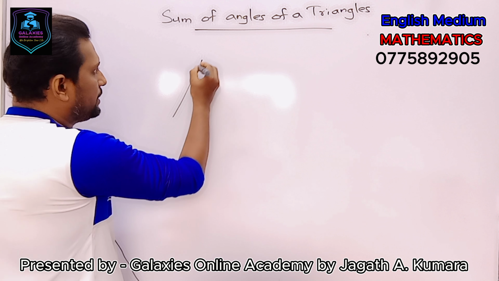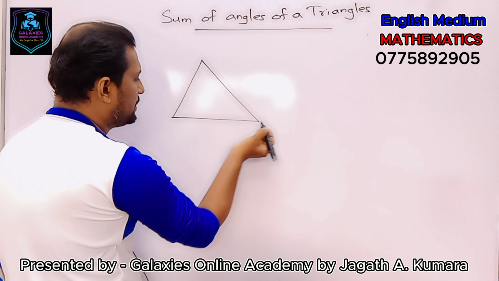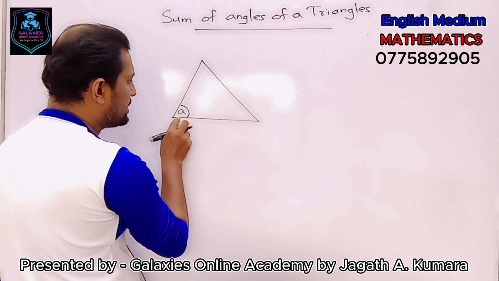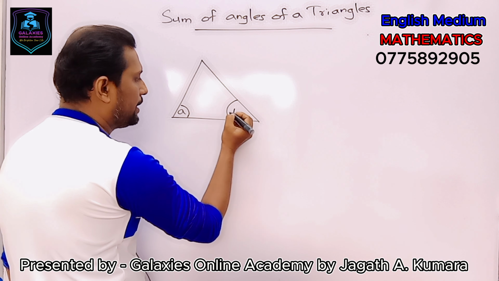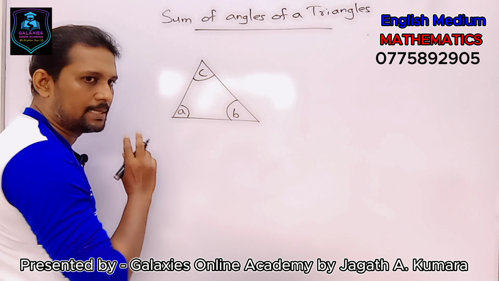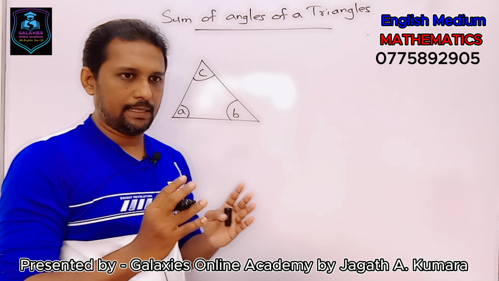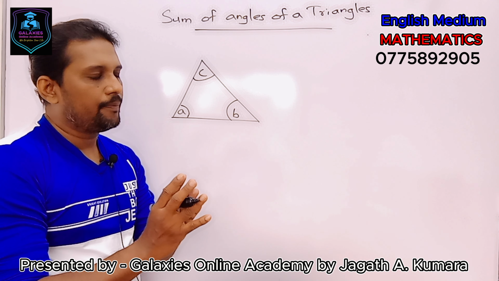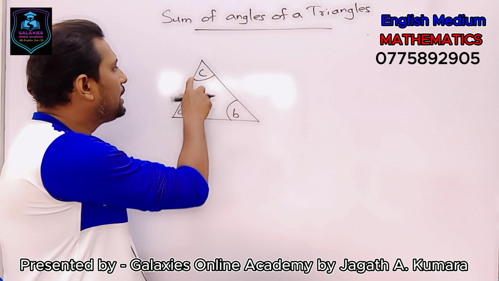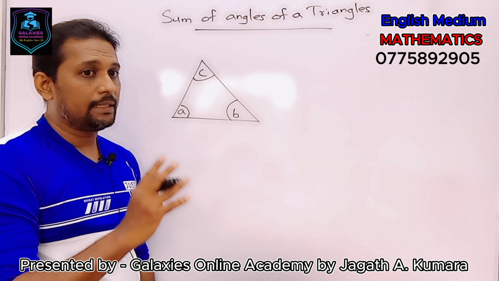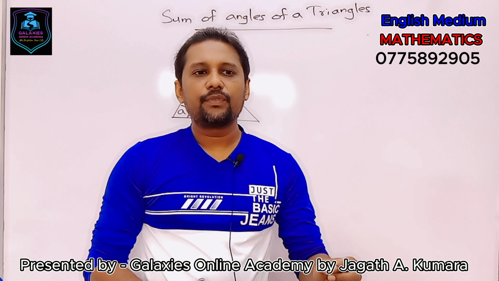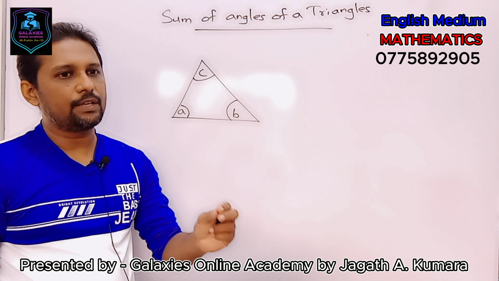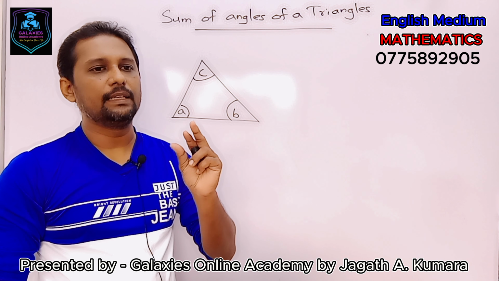Right, think of the triangle given, then you can see the magnitudes of the three angles. Think of this angle as magnitude A, this angle magnitude B, this angle magnitude C. Then there is the theorem. What's the theorem? Any triangle has three angles, right? The theorem is the sum of the interior angles of a triangle is equal to 180 degrees.